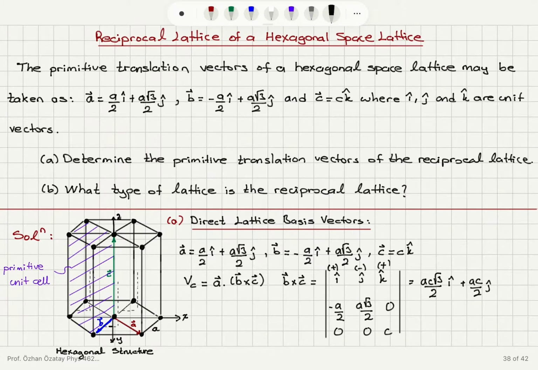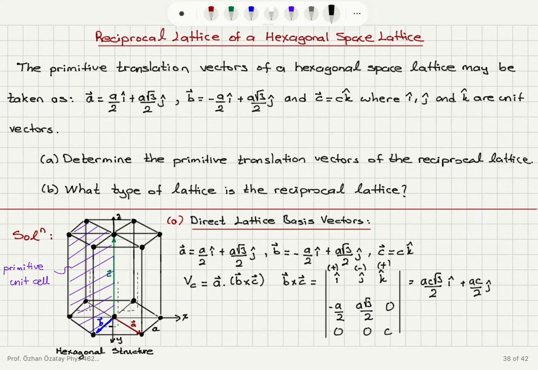So if you remember, for example, to evaluate the i hat part, we have to cross these, and we find the product of a square root 3 over 2 with c and subtract from that 0. And if we want to find the j hat component, we have to cross this one and this one. It would be minus ac over 2 minus 0, but because we have the minus sign on top of j hat, it would be plus ac over 2 j hat. So that's how we find the determinant.